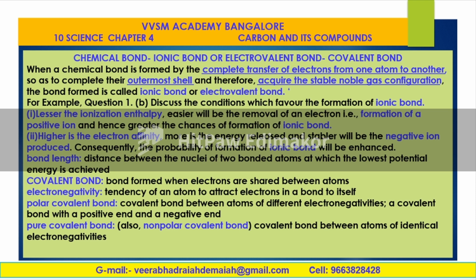This is very important. A polar covalent bond is a covalent bond between atoms of different electronegativities, a covalent bond with a positive end and a negative end. A pure covalent bond, which is non-polar covalent, is between atoms of identical electronegativity.